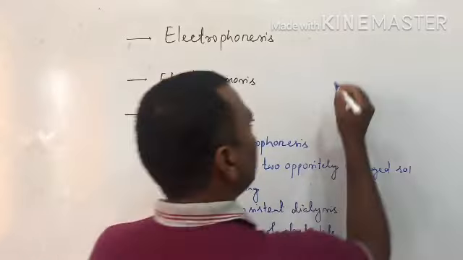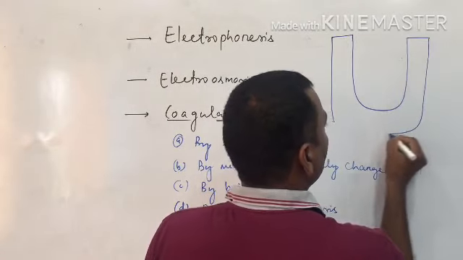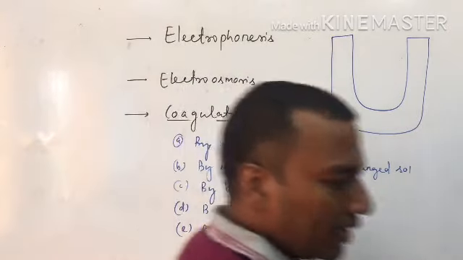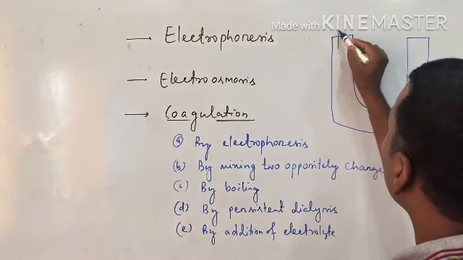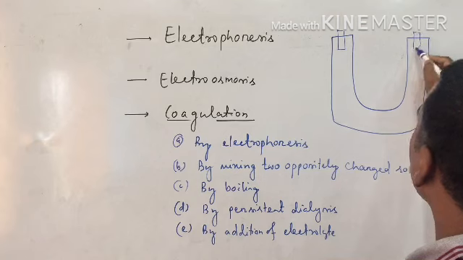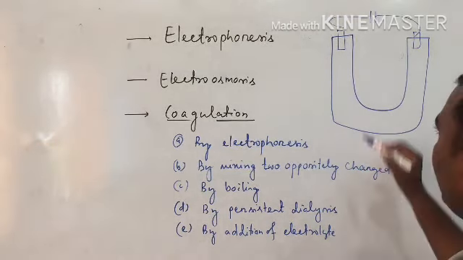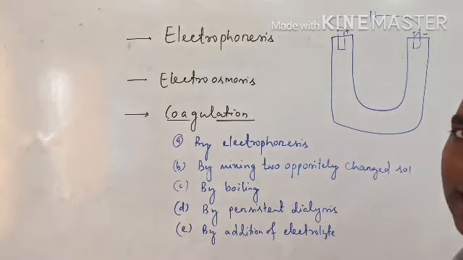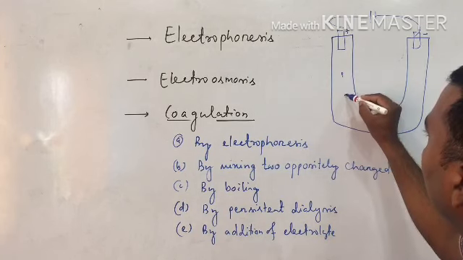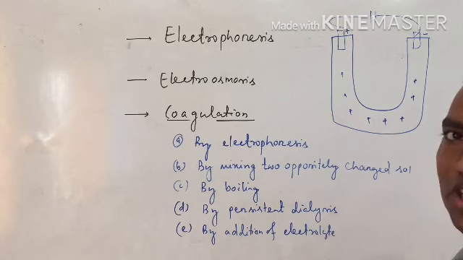So you see one picture. Suppose we take a U-type tube. Then here we take two different electrodes and we pass electric current from outside. And here we are taking a colloidal solution. Suppose this is the positive electrode and this is the negative electrode. Suppose the colloidal solution is positively charged.